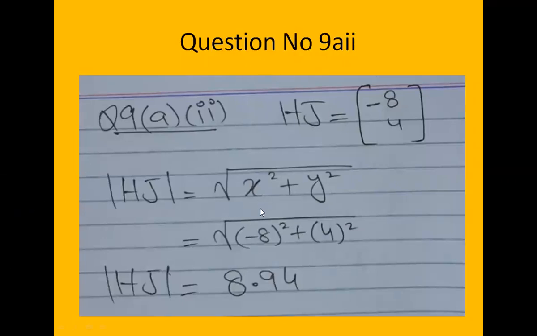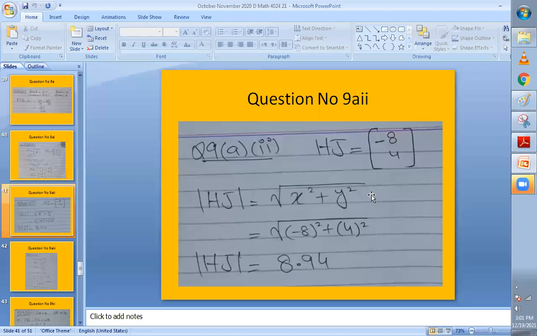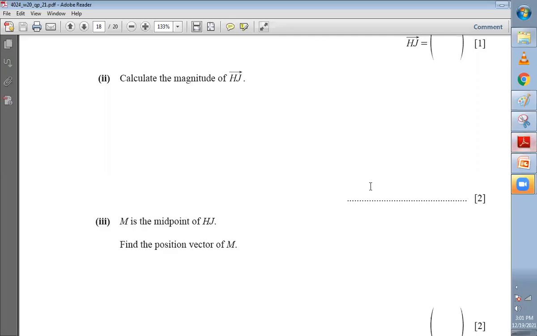HJ magnitude. So the formula is the square root of x squared plus y squared. We will have minus 8 squared plus 4 squared. That minus 8 is inside the bracket, and then you have the square. So in your calculator, you write bracket minus 8 bracket close, square, plus 4 squared, equals, square root, answer, equals, and you get 8.94. So the magnitude of the HJ will be 8.94. So this is how you do this part.